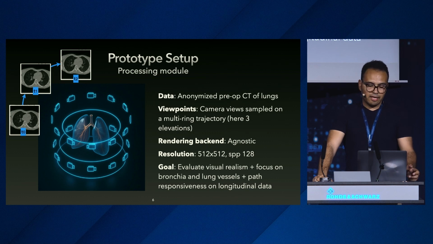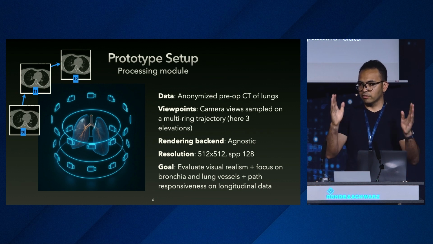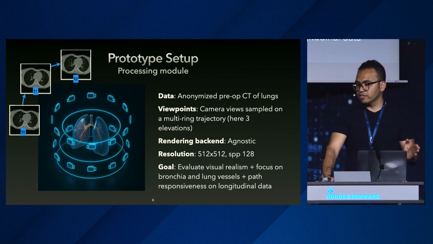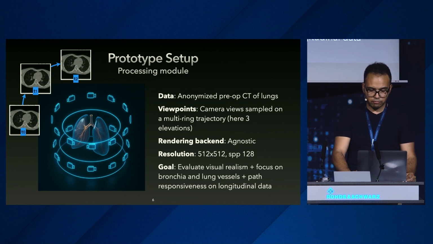The rendering backend, again, is agnostic, so you can choose it. It should work modularly. And the goal here, at least for this presentation and for this module, is to evaluate visual realism, focus on bronchia and lung vessels, and be able to analyze the path responsiveness of longitudinal data. When I say longitudinal data, I mean data that we are already registering among each other, such that we can concentrate on the rendering quality.